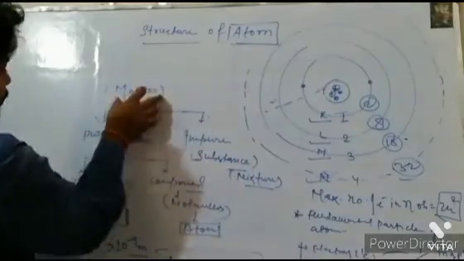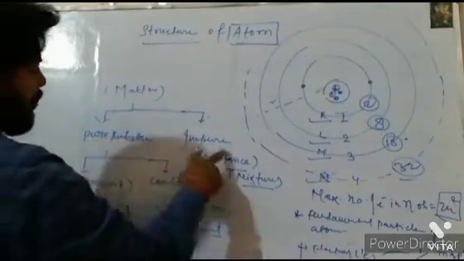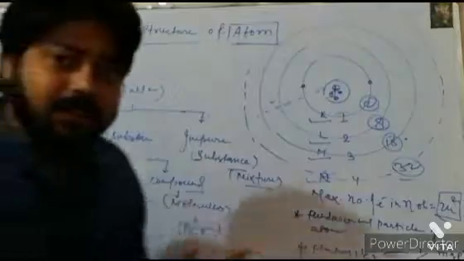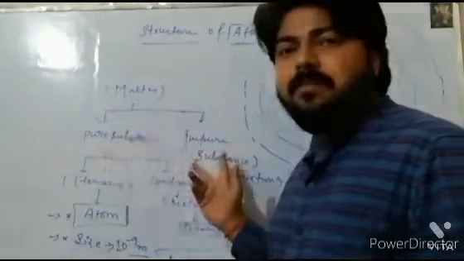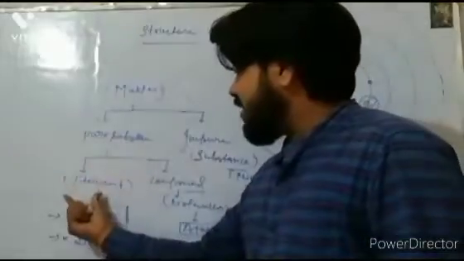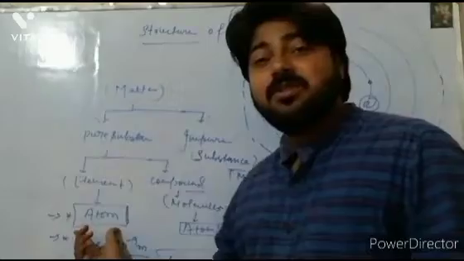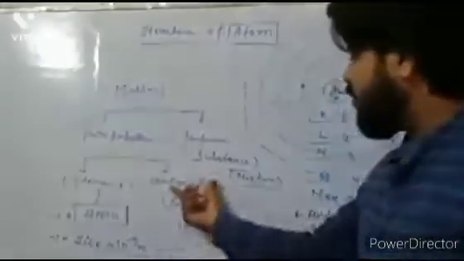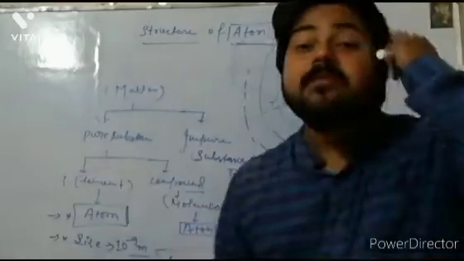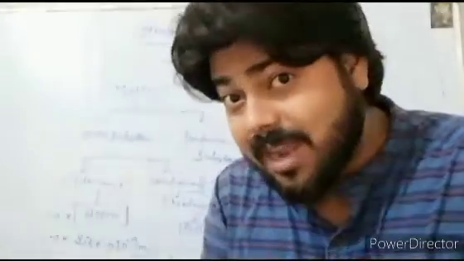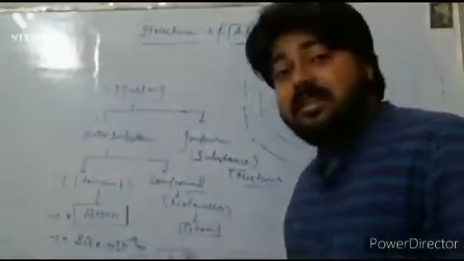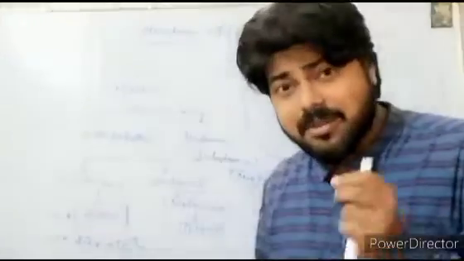We know that matter is classified chemically as pure substance and impure substance. The pure substance has elements and compounds. Elements have a smallest unit, which is called an atom, and compounds also have a smallest unit, which is called a molecule. But molecules are also composed of different kinds of atoms. So finally, the atom is the smallest fundamental unit of any matter.